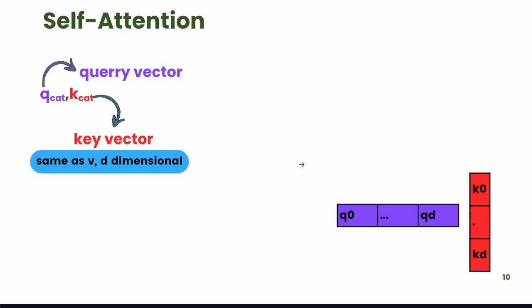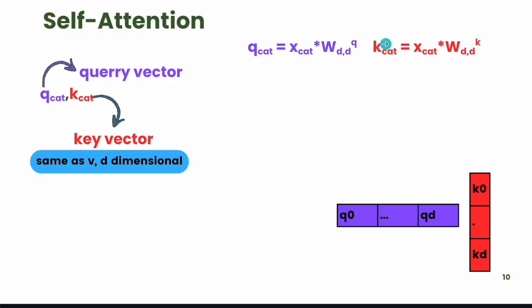Okay, and both of these vectors are d-dimensional, and the way we compute them is also exactly the same as the value vectors. So we have weight matrices WQ and WK, and we multiply them from the right to each of the inputs corresponding to the different words. So here we have x_cat being multiplied by the weight matrix WQ, and we have x_cat being multiplied by the weight matrix WK.